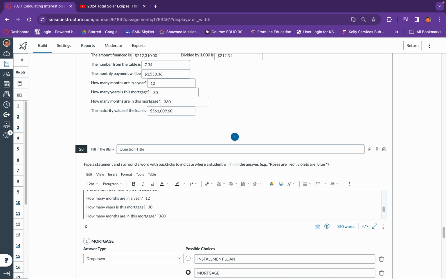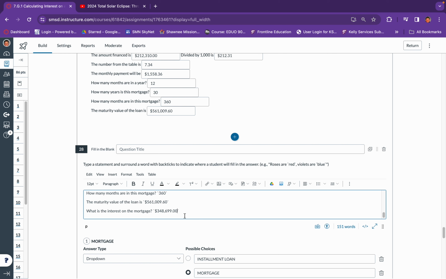So the amount financed is $202,310. And by the time they pay it back, they are paying back $561,009. So the interest is $348,699 in interest. All right, so that's what's going to be new with this question.